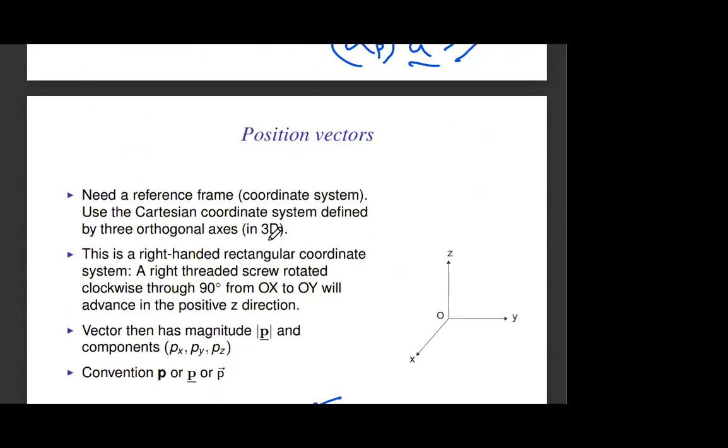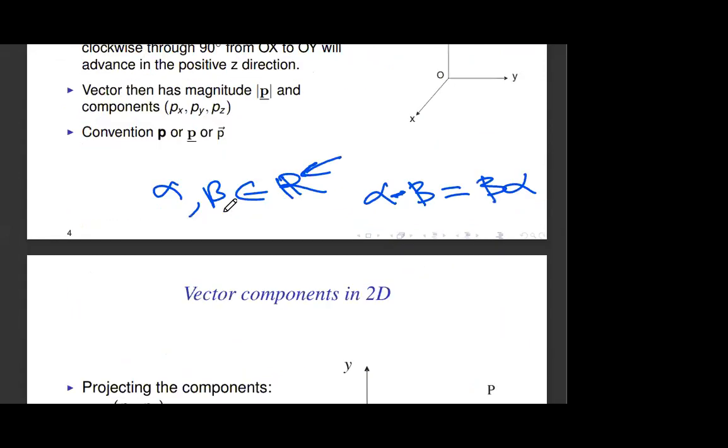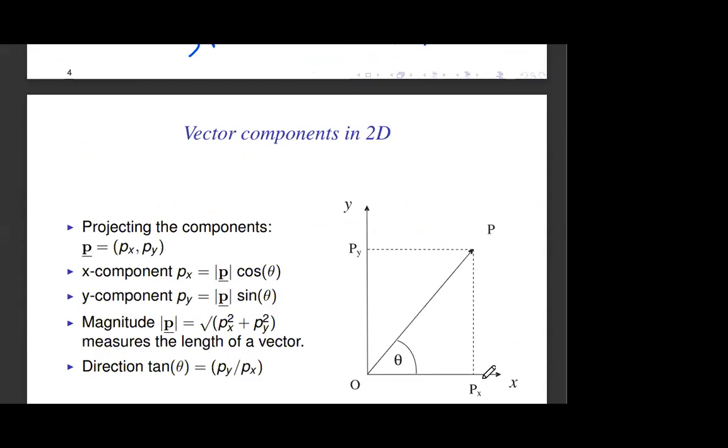Now we are going to talk about position vectors. For that, you need a reference frame. I think you have learned two-dimensional vectors in your A levels. So we have two axes, the x-axis and the y-axis, and this is the position P, and this is the origin.